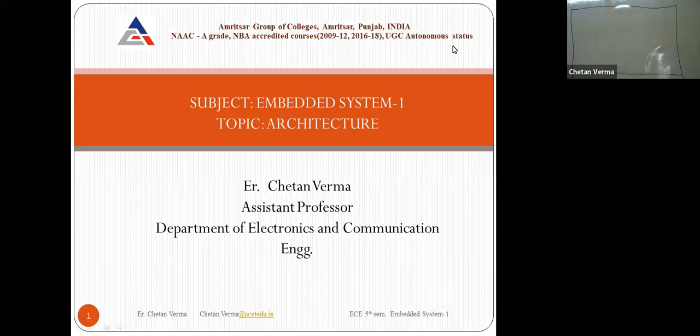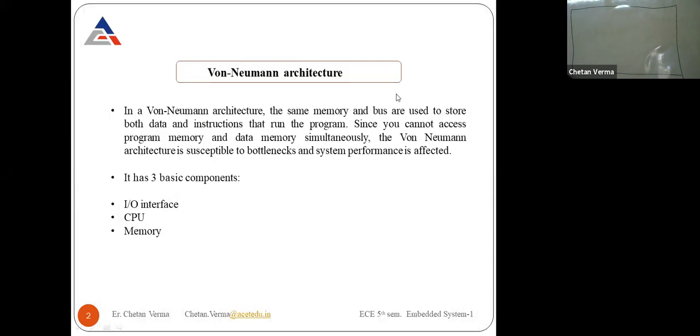We are starting with the topic, the basic architecture. Basic architecture means we should cover two architectures. First is the von Neumann architecture, which was invented by John von Neumann. Then the second architecture I will discuss with you is the Harvard architecture.